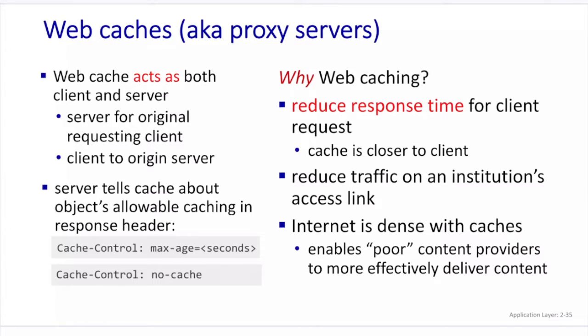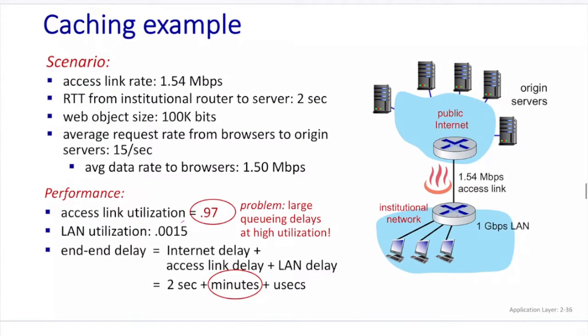Okay, so here we have some mathematics questions. For example, right here, as you can see, we have a LAN, so that is your LAN, right? And in the LAN we have a larger bandwidth, which is 1 gigabit per second. However, the outgoing access link is only 1.54 megabit per second. This is quite small, right? So first, the access link rate is 1.54 megabit per second.